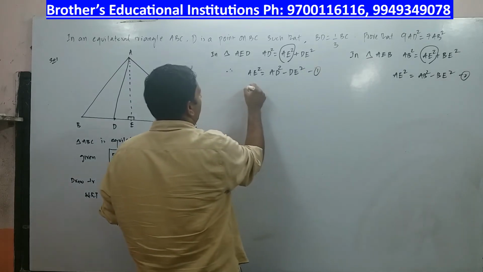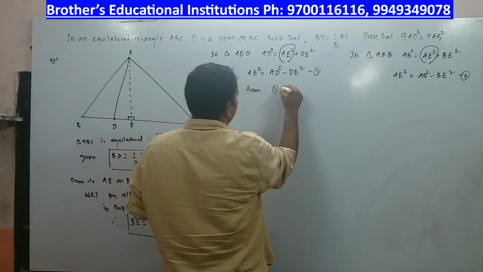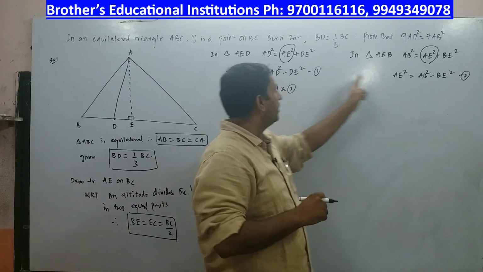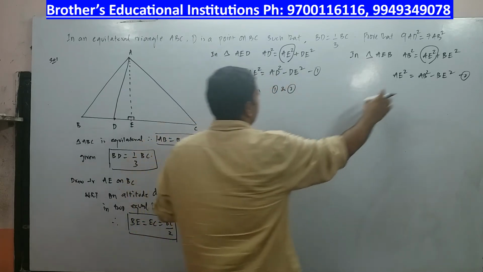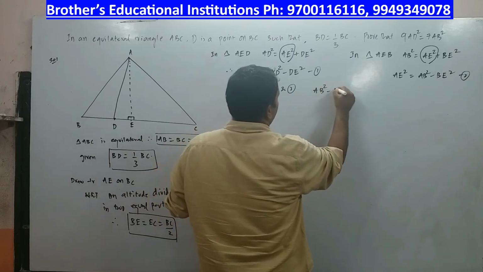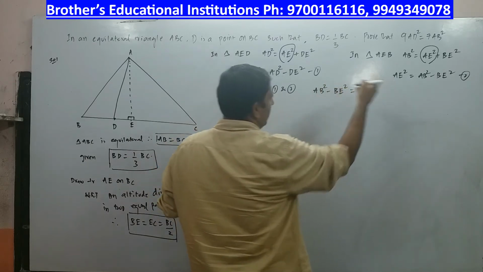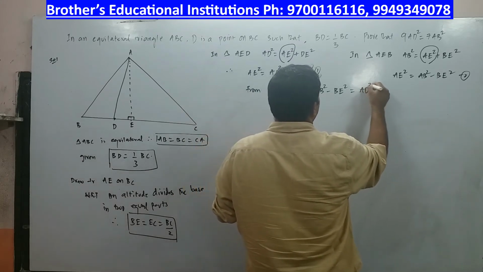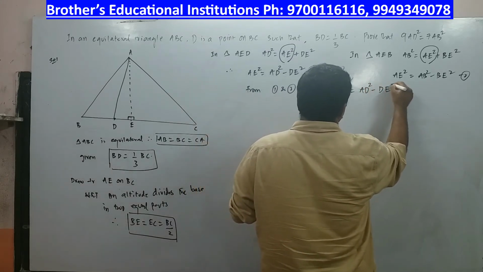Now I will write from 1 and 2. This is AE square, this is AE square. Both AE squares are equal. So from 1 and 2, I can equate this right hand side. From 1 and 2, I can write AB square minus BE square is equal to AD square minus DE square.